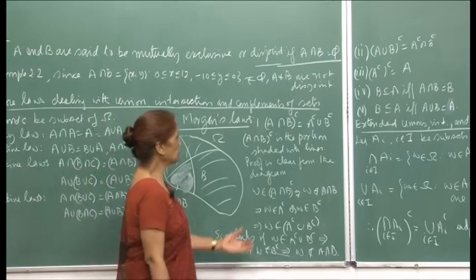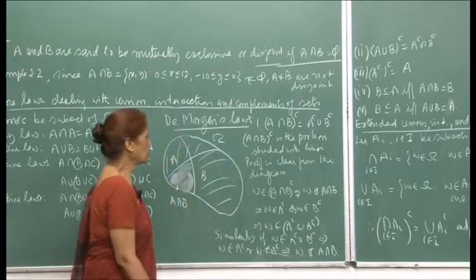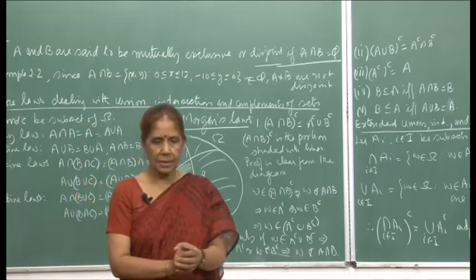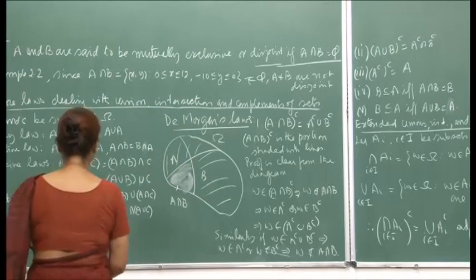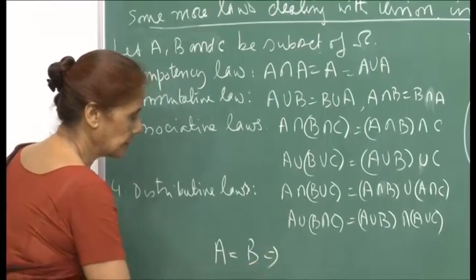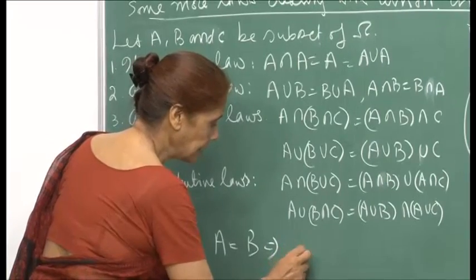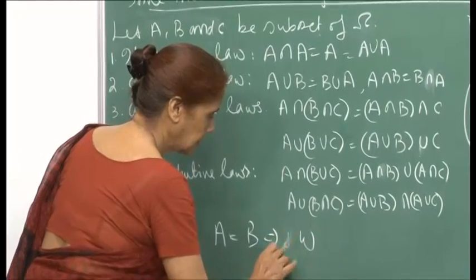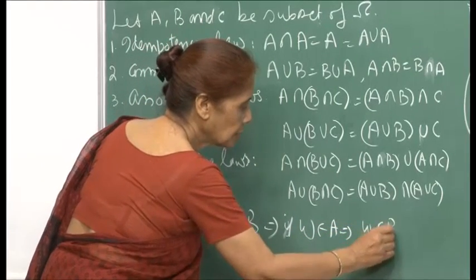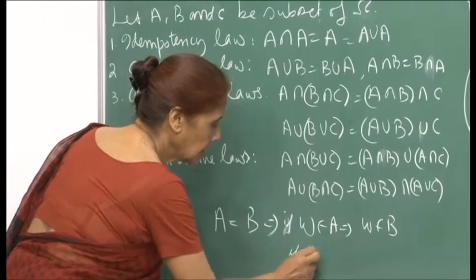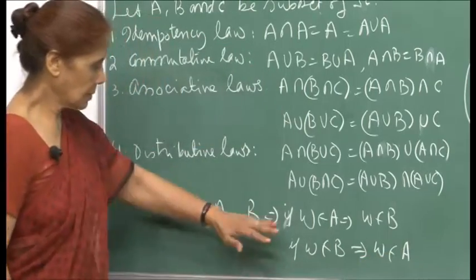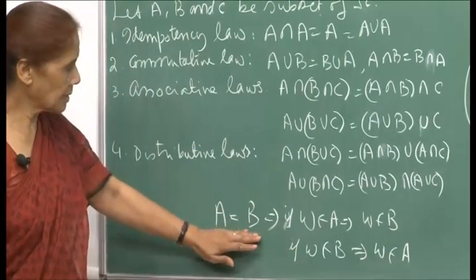Now, I did not say this in the beginning, but I should have said that whenever you want to say that two sets are equal, what does it mean? Maybe I should spell it out. A equal to B implies, component wise, that if omega belongs to A, this implies omega belongs to B, and if omega belongs to B, it should imply that omega belongs to A, right?